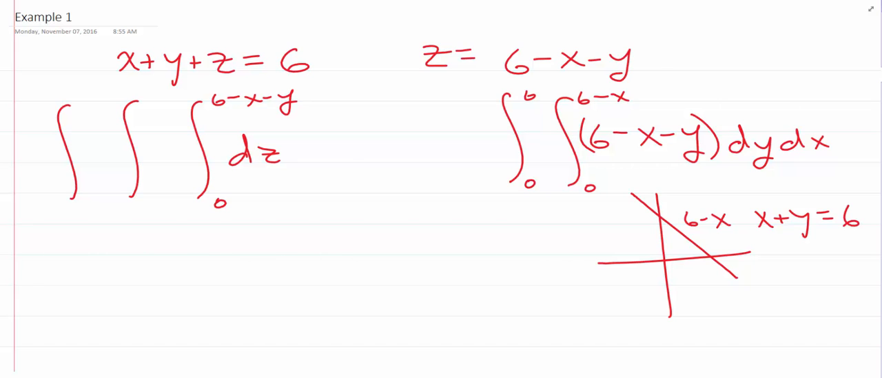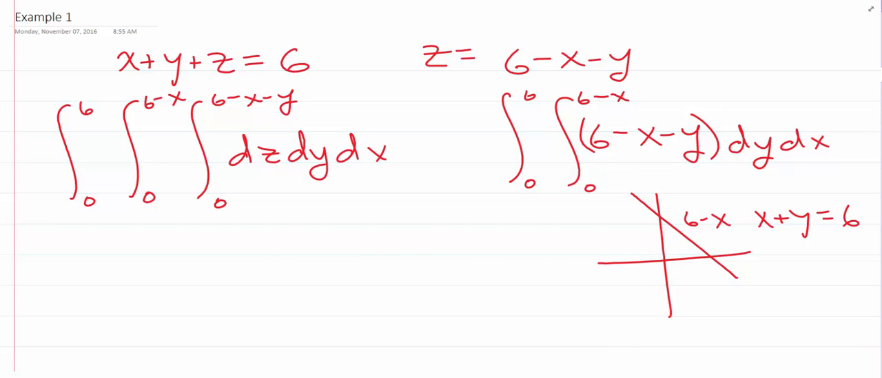Now, I'm ready to integrate with respect to y, although I chose this order. It doesn't have to be this order. It's going to go from 0 to 6 minus x. Okay? And now x finally goes from 0 to 6.